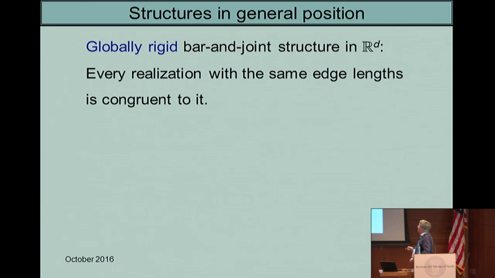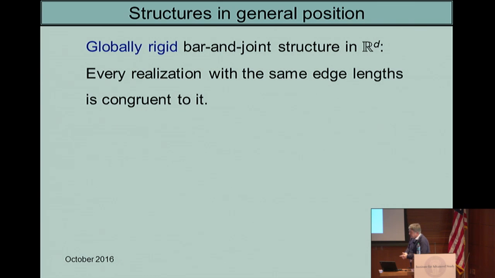So these were structures which were in generic position. Now we are interested in structures which are simply in general position. That means that we don't want points to be on a lower dimensional space than they would necessarily have to be.